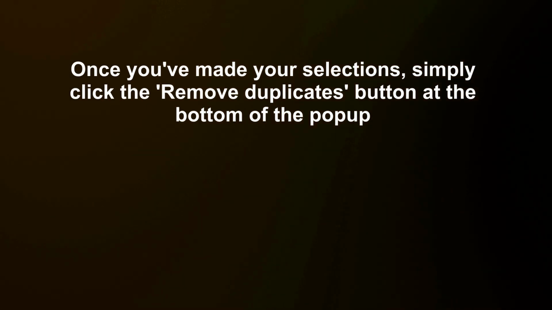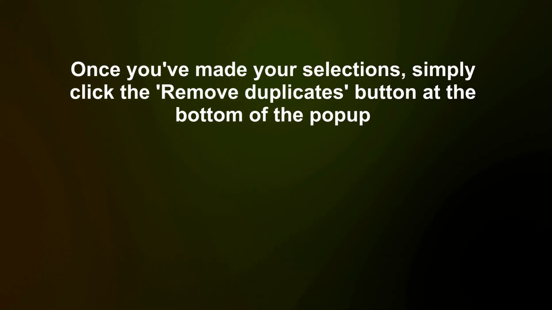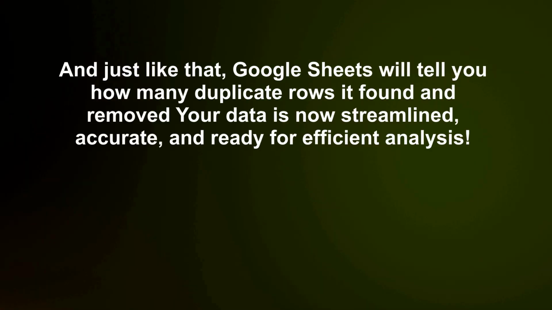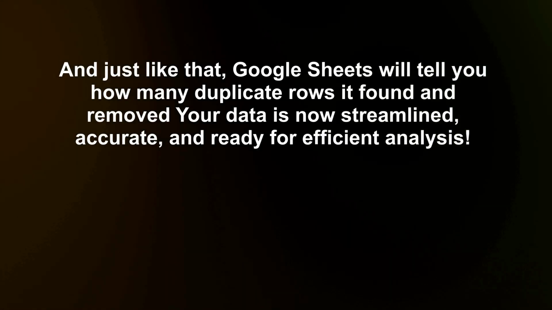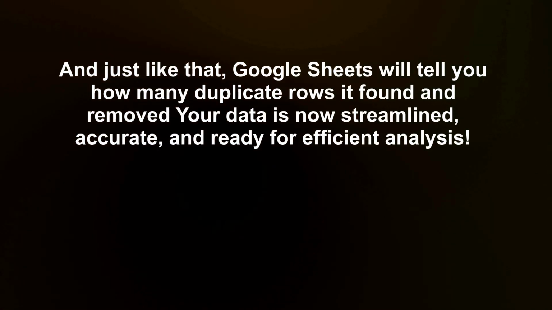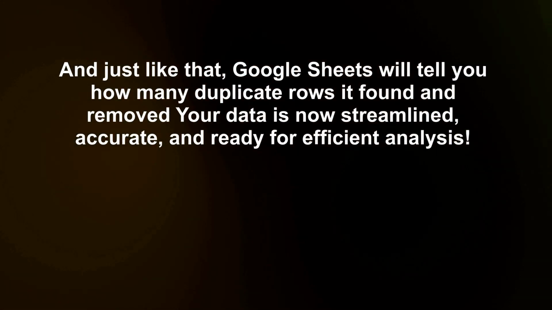Once you've made your selections, simply click the Remove Duplicates button at the bottom of the pop-up. And just like that, Google Sheets will tell you how many duplicate rows it found and removed. Your data is now streamlined, accurate, and ready for efficient analysis.